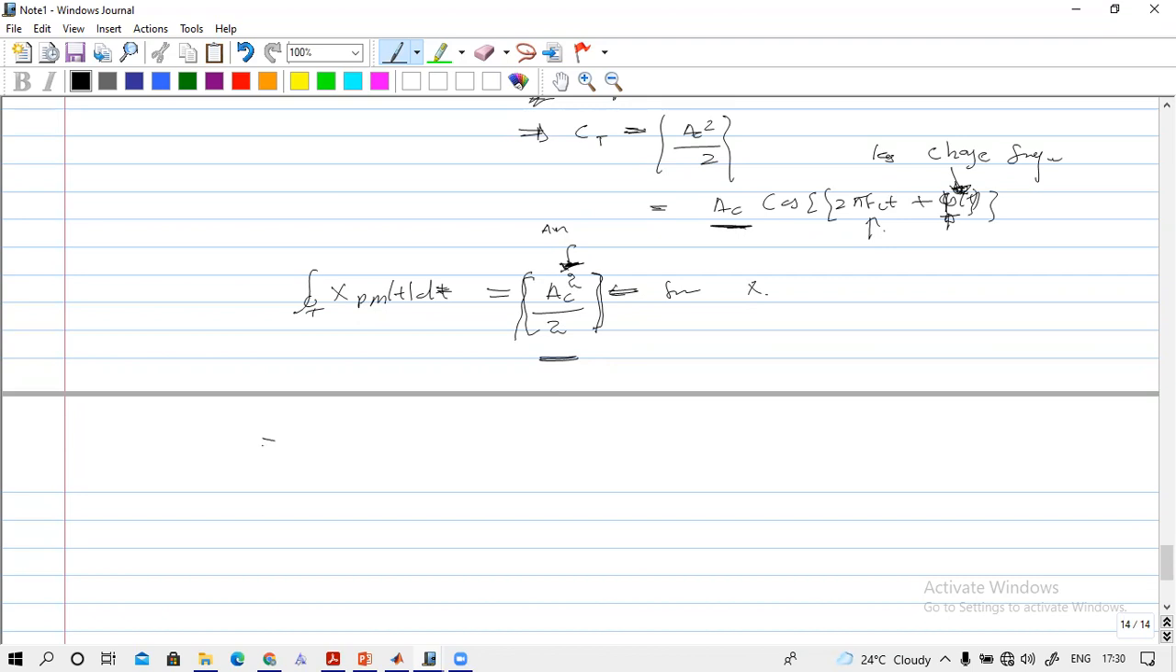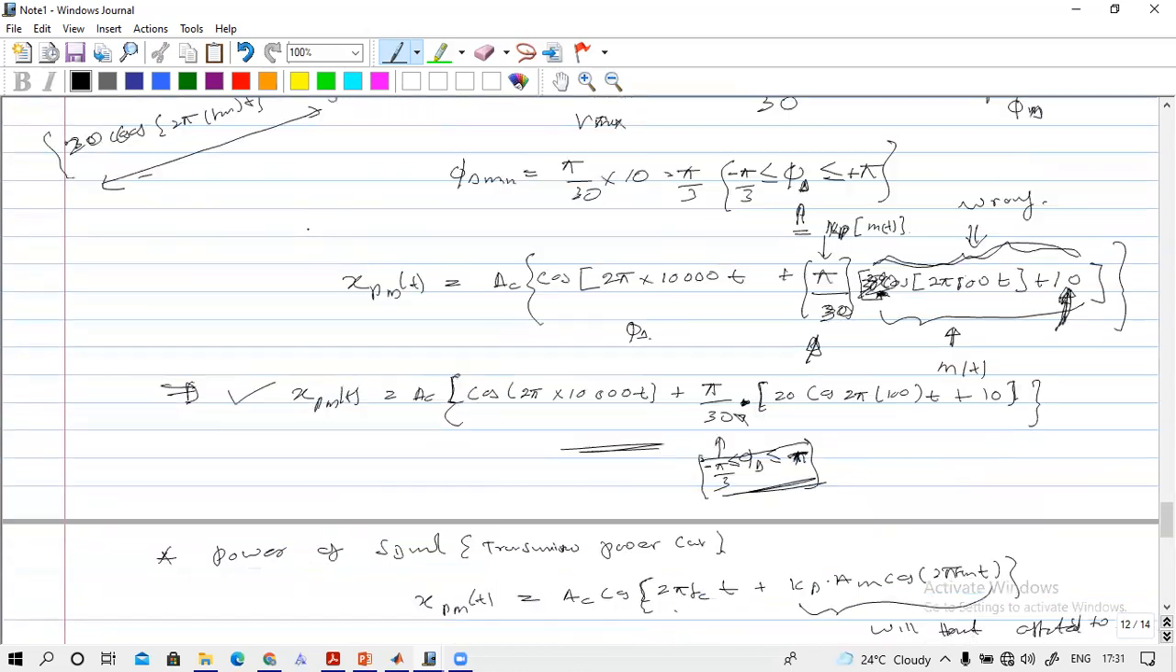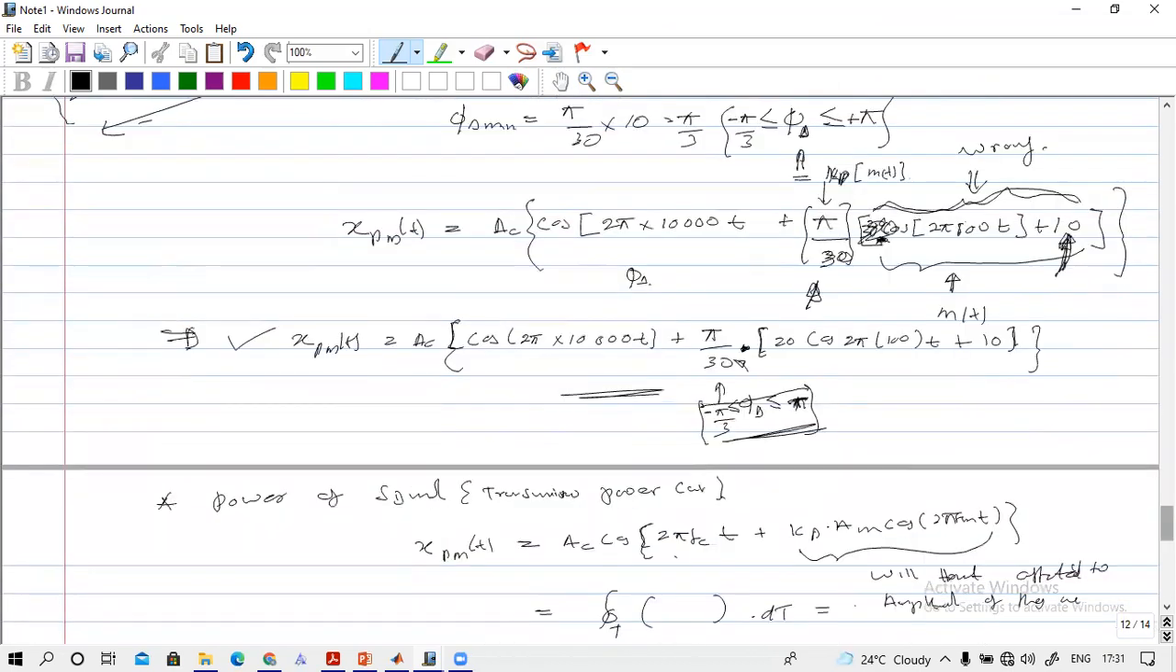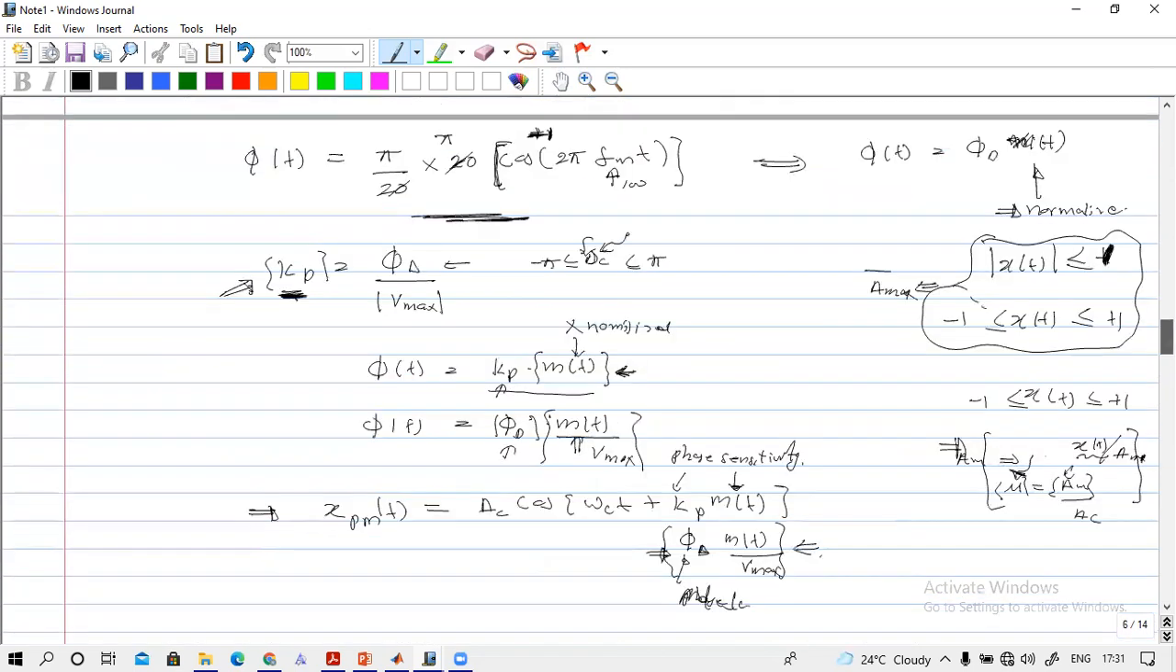So if we are asked to find the power of the signal, we can use Ac squared by 2. Our Ac is 40 volts, so that means 40 squared by 2, so we get 800. This is the power of the signal. It is not affected by m(t). If you have any m(t), the power only depends on the amplitude of the carrier signal. Please remember that. So I think we have almost finished discussing the time domain analysis of the phase modulation signal.